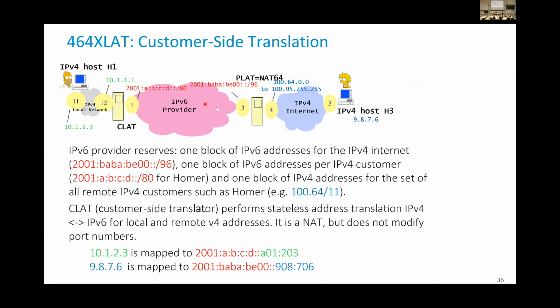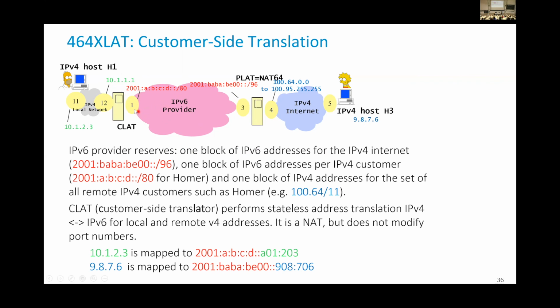So if you use this solution on the customer side, customer meaning you and me at home with this IPv4 address only, we also need to reserve blocks of addresses. So we reserve one block of IPv6 addresses for an IPv4 customer. So assume you're a provider and you want to give this solution.